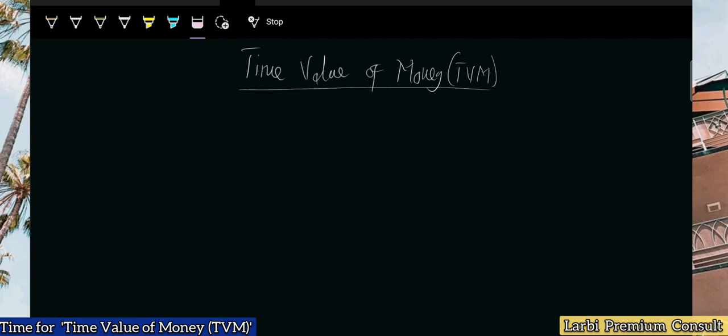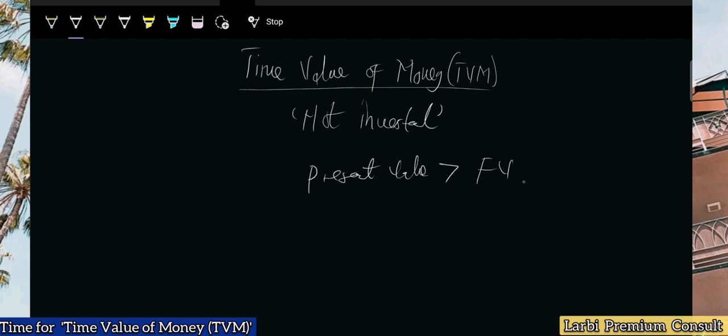So the underlying words here are: if not invested. That is when the present value becomes greater than the future value. So PV becomes greater than FV. So that is the concept.